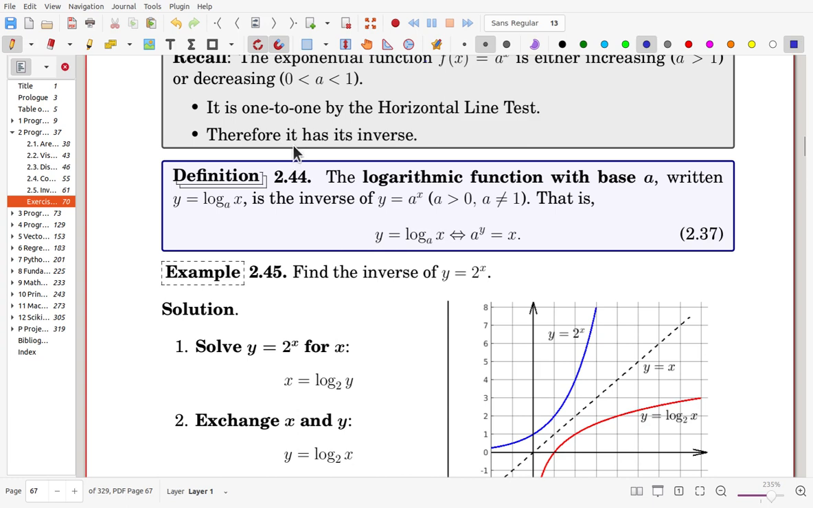Because it has its inverse, we should be able to solve for x, so here we introduce a new notation and write it down in this way, and then we exchange x and y. You may understand logarithm in this way, just a new notation for the inverse of the exponential function.